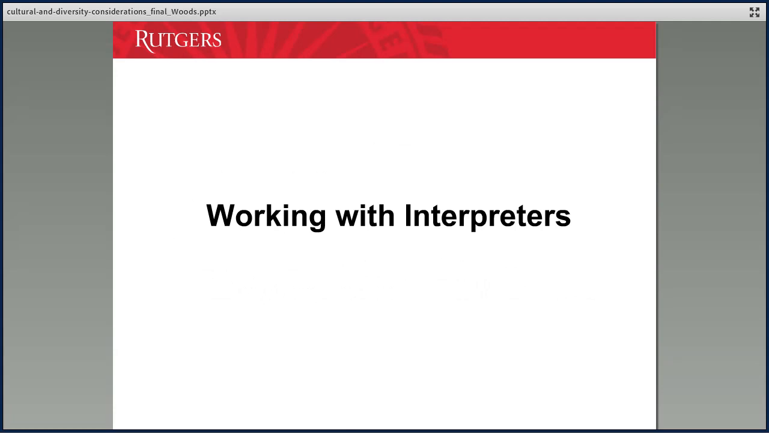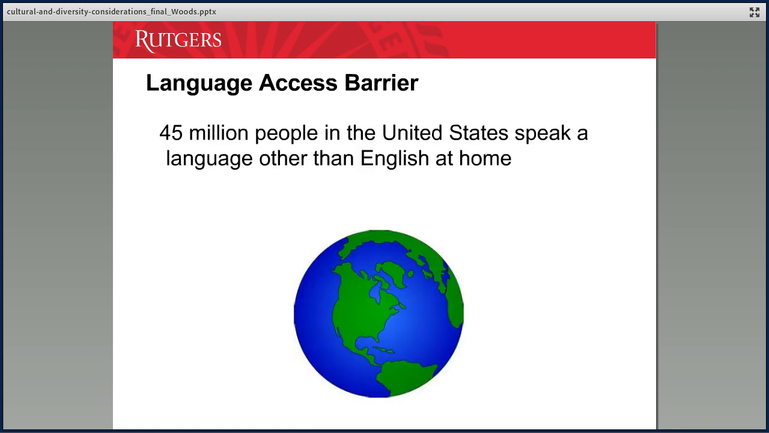Working with interpreters. This section will cover how to effectively work with interpreters. Language access barrier. 45 million people in the United States speak a language other than English at home. That's approximately 14% of the U.S. population speak a language other than English at home.